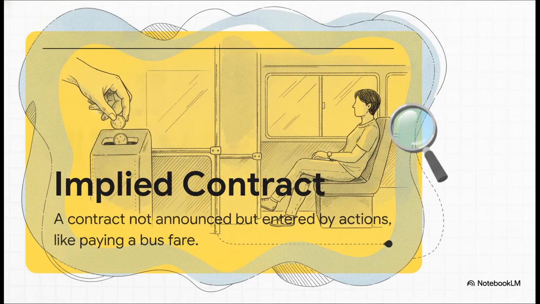But what if you silently pay a bus fare and just take a seat? That is an implied contract. You didn't announce your intentions out loud, and you certainly didn't sign a piece of paper. But regular people enter into these every single day. Your actions alone bind you to the agreement to utilize their service.